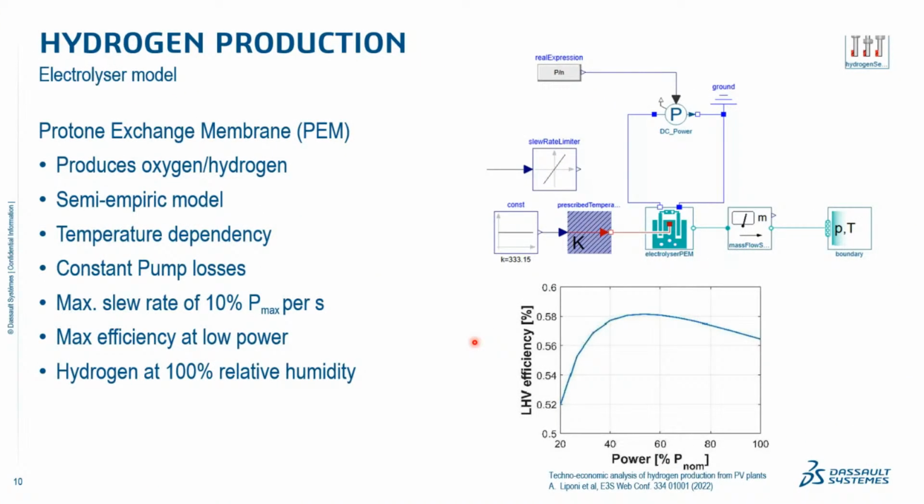And at the bottom here on the right, you can see a typical curve for the efficiency of an electrolyzer, and you can see that the maximum efficiency is reached at maybe about 50% of the maximum power. So it seems to be favorable to run an electrolyzer not at the maximum available power, but at a lower power.